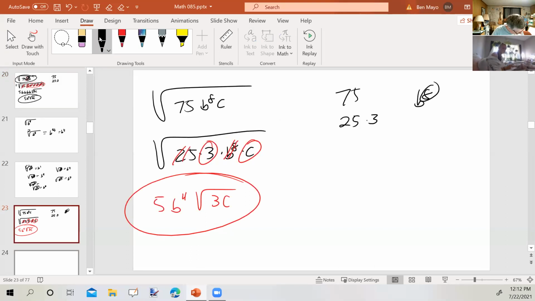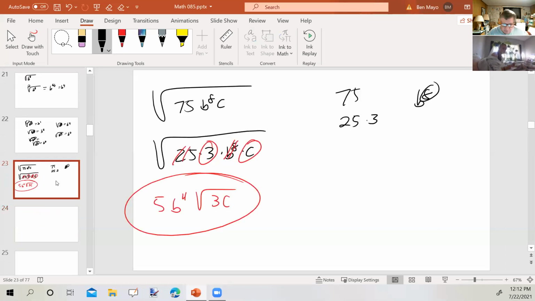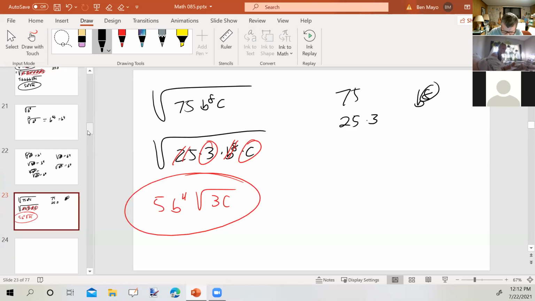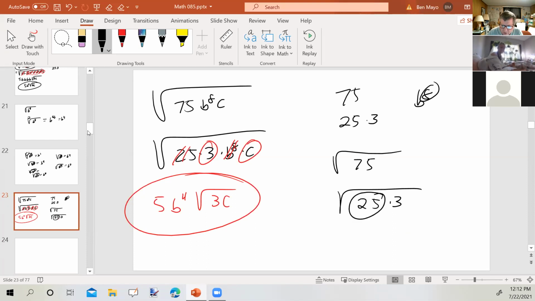All right, take a look at this example. Good question. Going back on that one, I'm a little bit confused. How do you know which one goes outside and which one goes inside? Okay, let's just take this for instance, just that part, the 75. So I could write that as 25 times 3 inside, okay? You all right with that? Is that a perfect square?